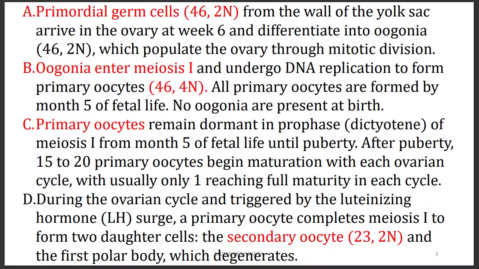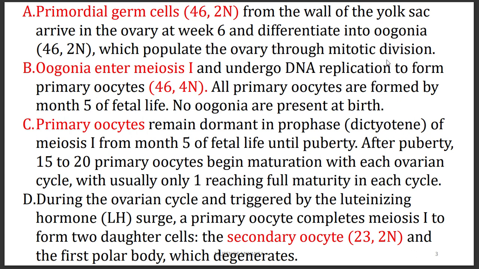So what happens is, in the second week of embryonic development, the epiblast has been formed, and the primordial germ cells are going to come from the epiblast and then migrate in by the fourth week to the yolk sac, where the developing gonads are going to be. And then in the sixth week, they are going to reach the ovaries, of course, and differentiate into oogonia.